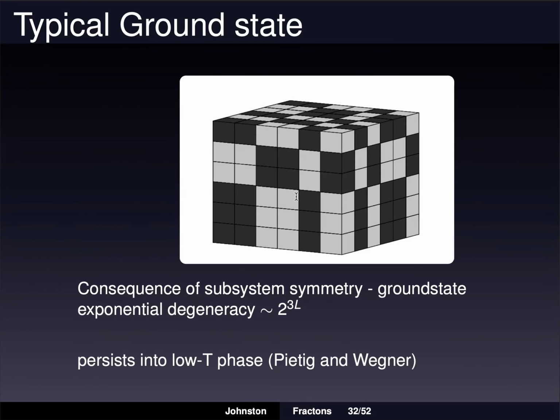So a typical ground state, either in the model or its dual, looks like this. And this persists, as we've noted, into the low temperature phase as well. So it's not all plus or all minus in the low temperature phase or in the ground state. It's some peculiar mixture like this, obtained by flipping planes of spins throughout the lattice.